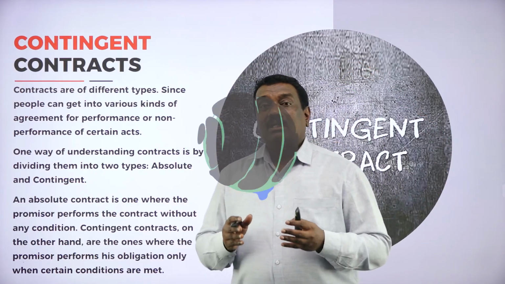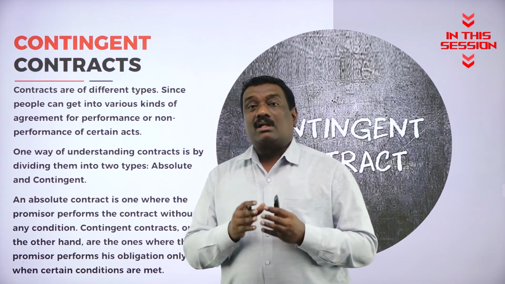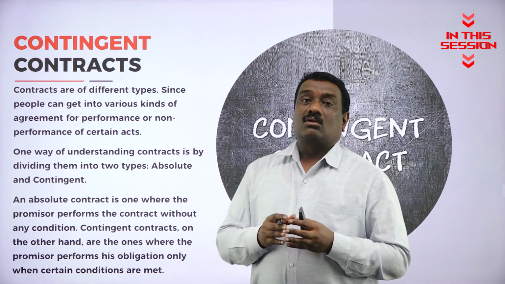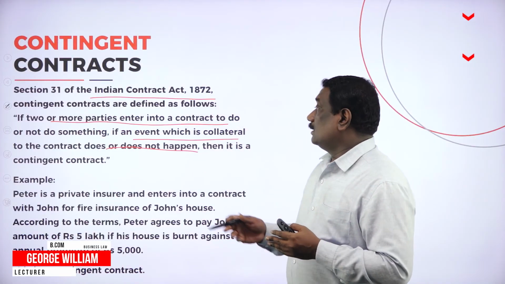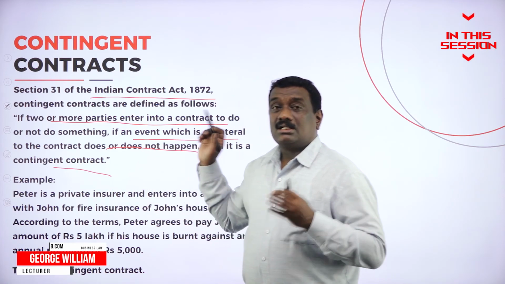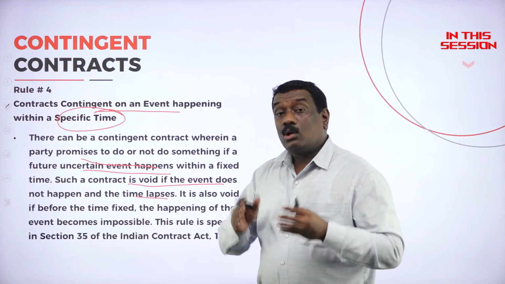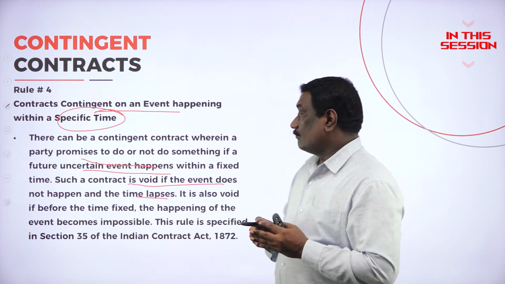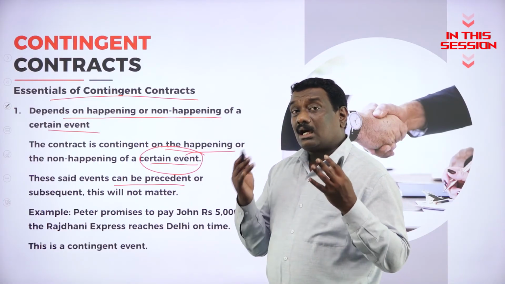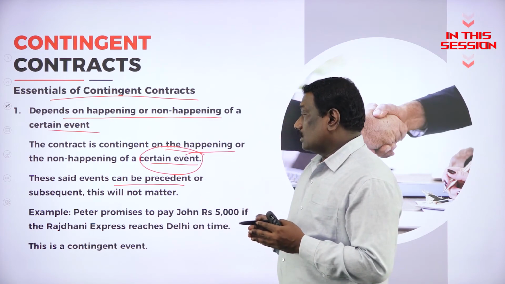The people or the parties get into an agreement on the performance or the non-performance of acts. If it happens or if it does not happen, then it is called a contingent contract, which may happen within that stipulated or specific time period. So this particular event may occur, it may take place, or it may not.